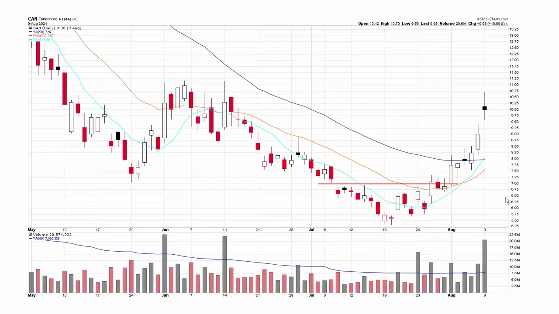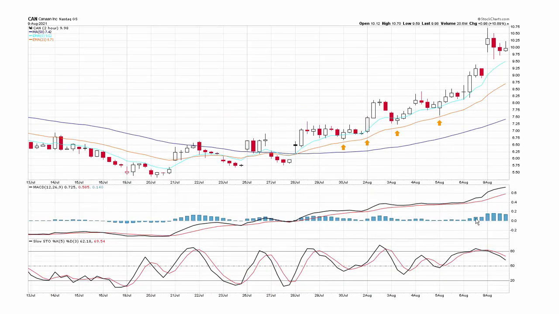So let's zoom in with some intraday charts. Here is the 2 hour chart. You get a cross here and a cross here, and notice the MACD comes down and kisses and comes back up, goes below the signal line briefly, and then comes back up, comes down and kisses, comes back up.